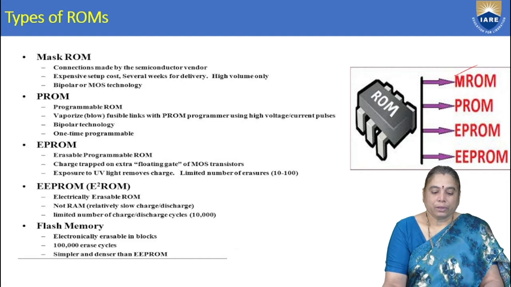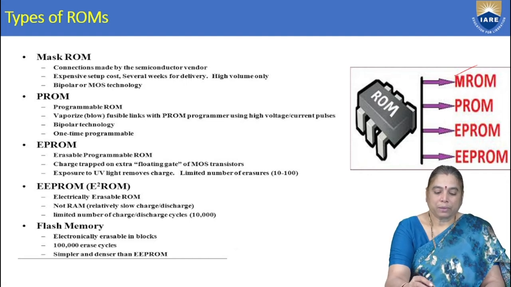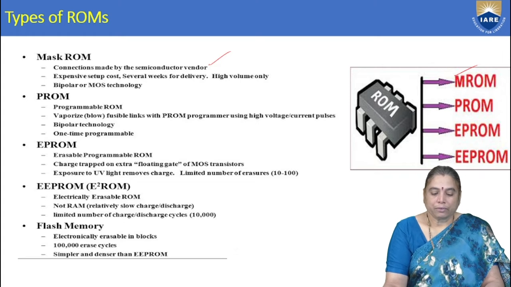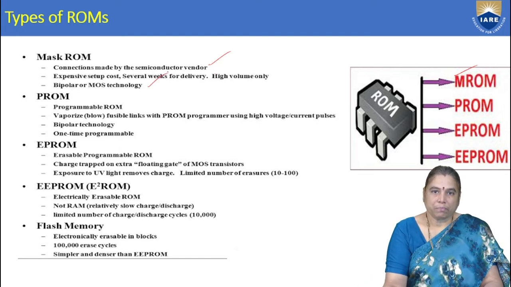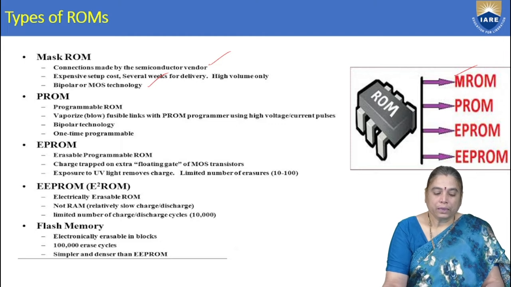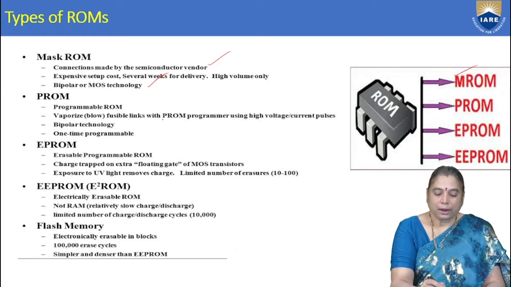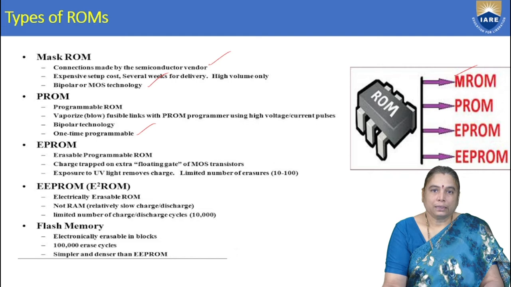What is mask ROM? In the mask ROM, MROM, the connections are made by the semiconductor vendor. It is an expensive setup cost, takes several weeks for delivery, and is for high volumes only. Bipolar or MOS technology can be used for the MROMs. In case of PROM, programmable read-only memory, we vaporize fusible links with the PROM programmer using high voltage. It is a bipolar technology. It is one-time programmable, allowing only a write operation one time during manufacturing. So, that variety of ROM chip is generally referred to as PROM, programmable read-only memory.